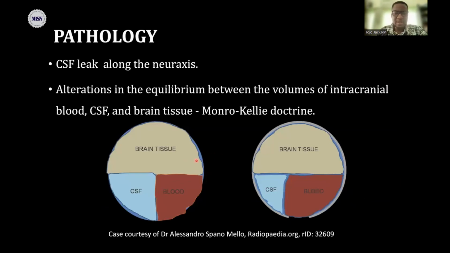So let's look at this Monro-Kellie doctrine, which says that you have an equilibrium involving the brain tissues, the CSF, and the blood.